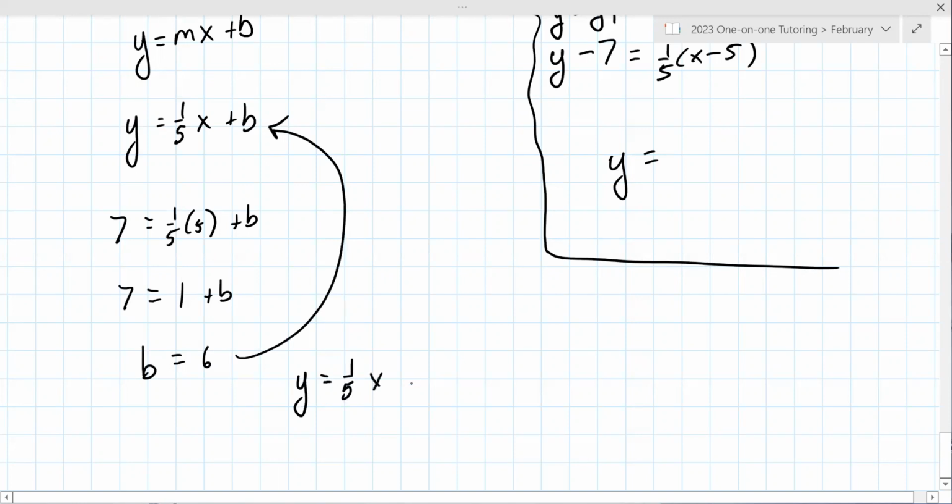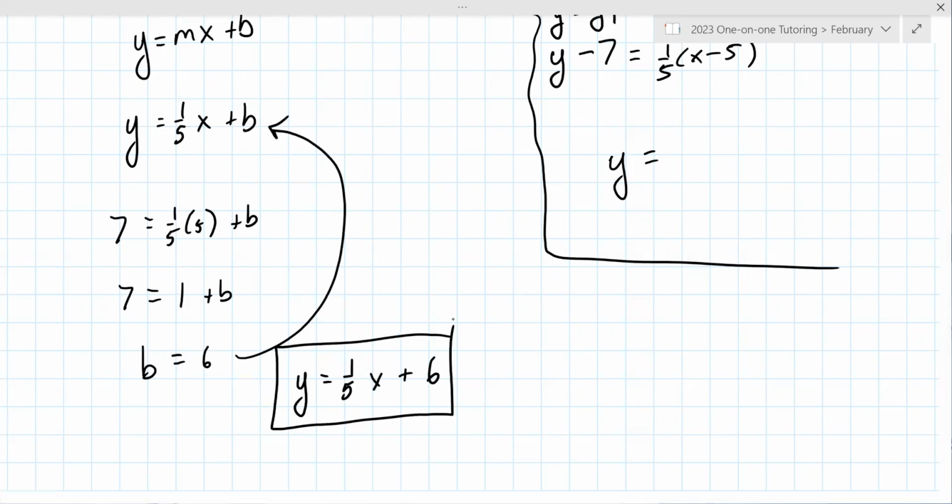And that goes back into this equation right here. Y equals 1/5 x plus 6, and there's no perpendicular or parallel stuff like we were doing last time. Yeah. Yep. Okay. Very well. All right.